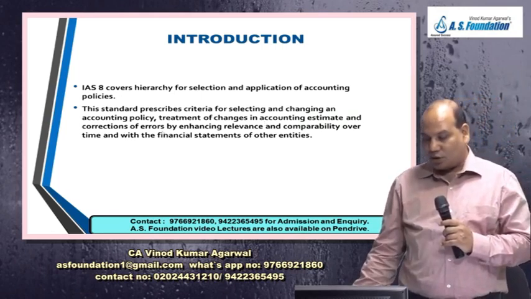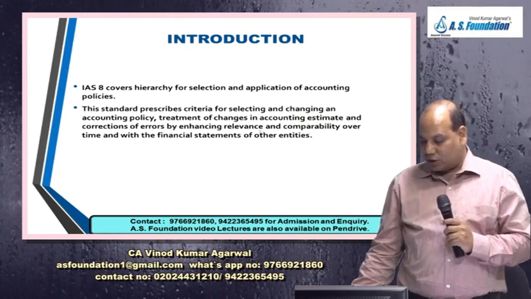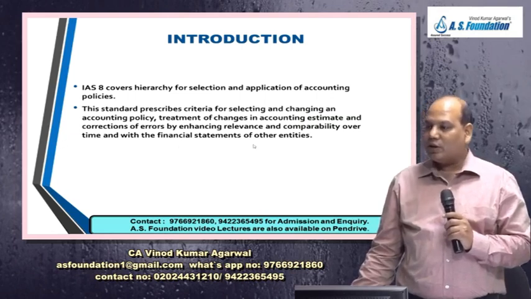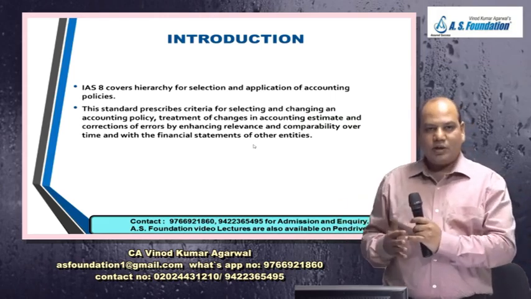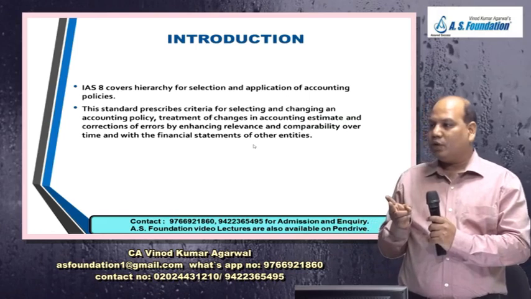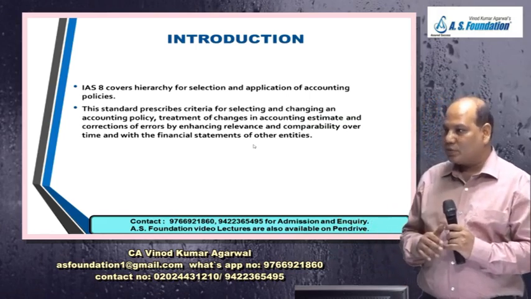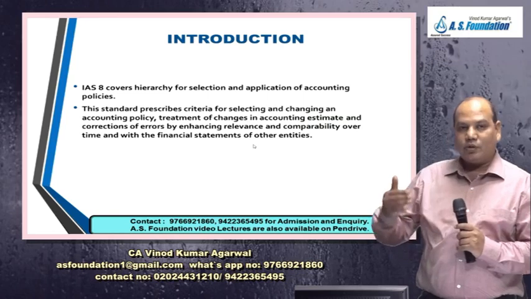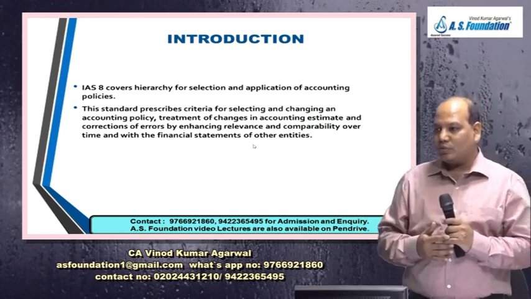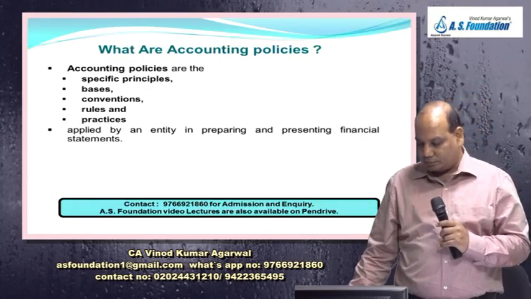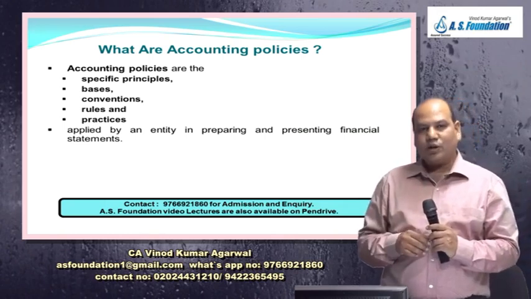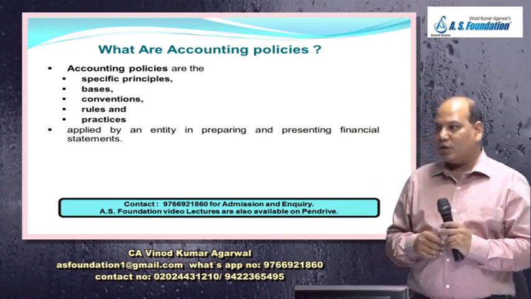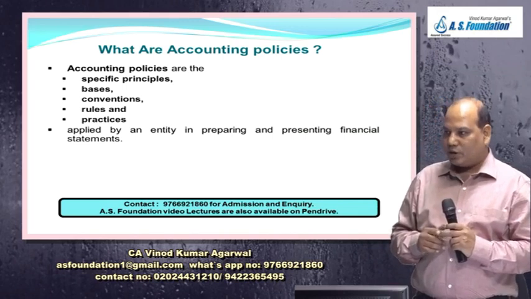And the standard talks about correction of errors, by enhancing relevance and comparability over time and with the financial statements of other entities. So the objective of the standard is that if you apply IAS 8, it will make comparison of different financial years of the same entity possible. It will make comparison of one entity with another entity also possible and relevant. Right? The standard is very simple. It discusses three areas: accounting policies, changes in accounting estimate and prior period errors.